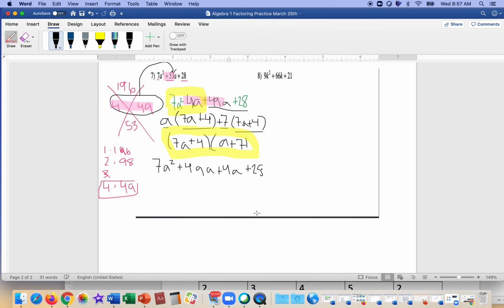And when you're simplifying, you combine like terms. So 49a and 4a is 53a. And 7a squared, I'm writing this in standard form, plus 28. Okay, when I distribute, it checks out to the original expression. So therefore I did it right.